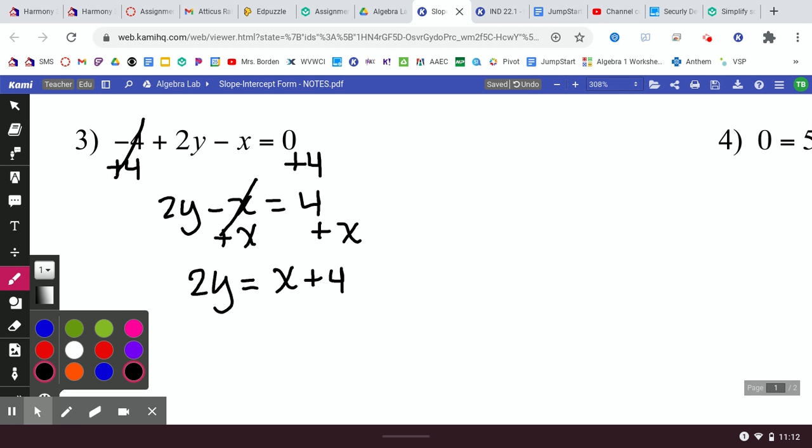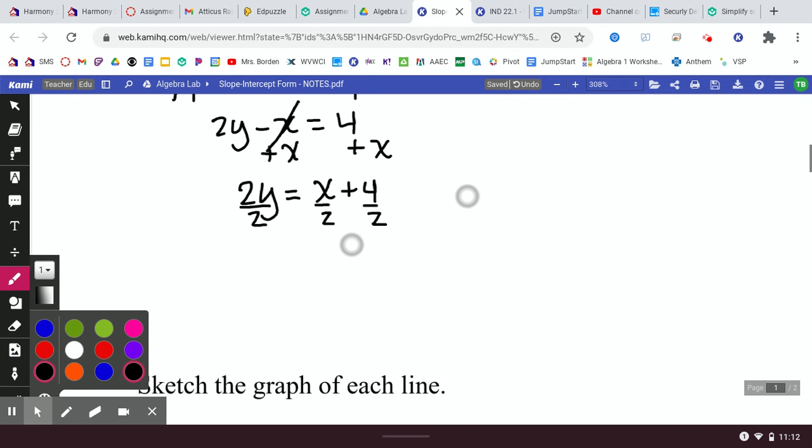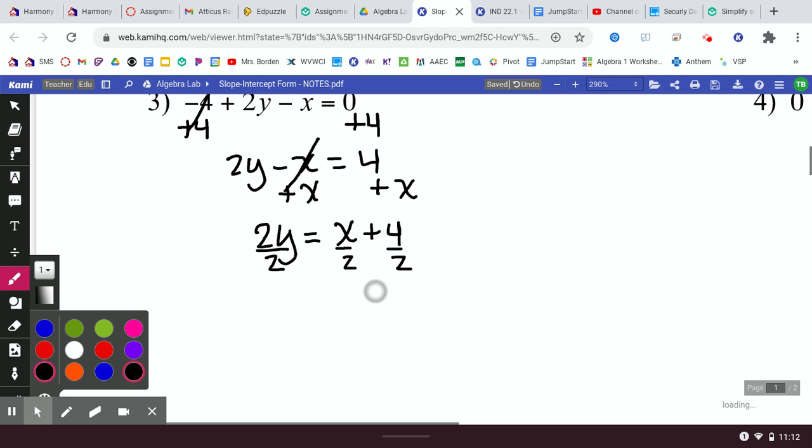I got to get y by itself. And I'm going to divide all three terms individually by 2. And this is when I really want to make sure you see this, because this is a common mistake. So we've divided everything by 2, right? I get y here. What do I write for my m? What do you guys think?